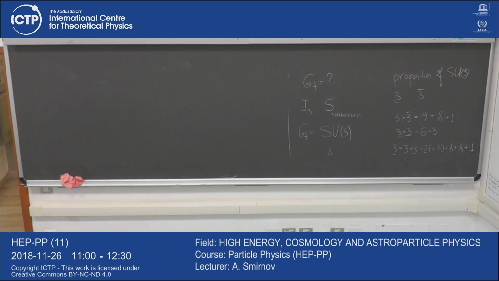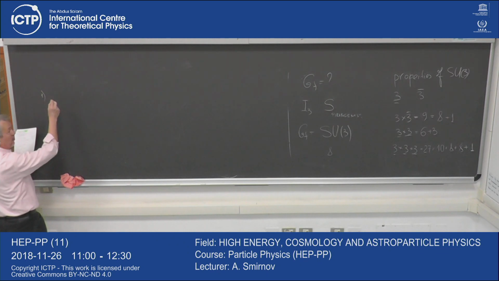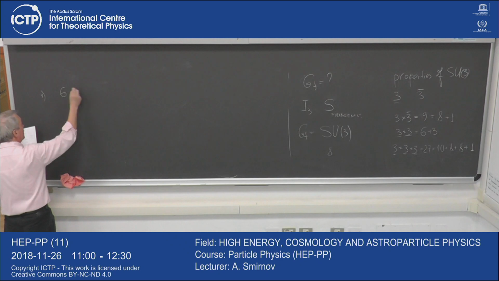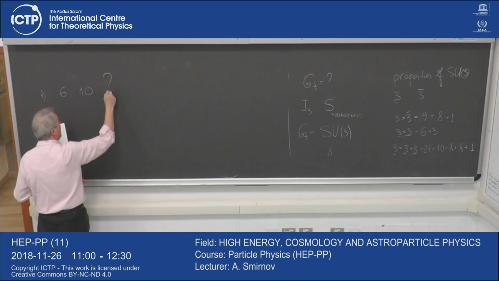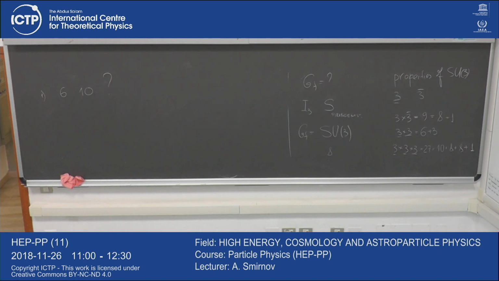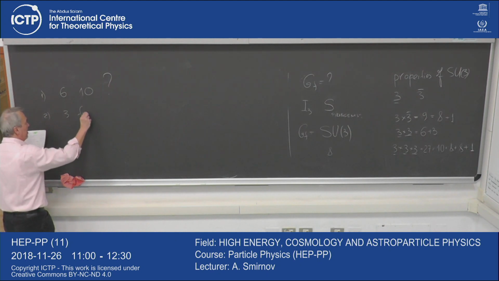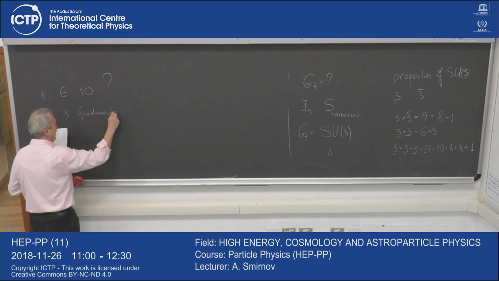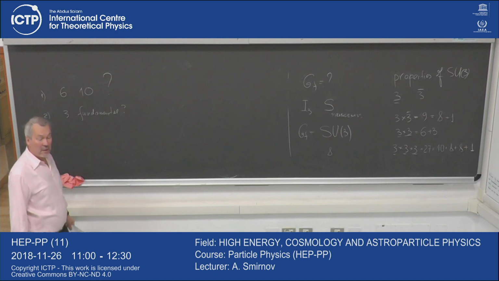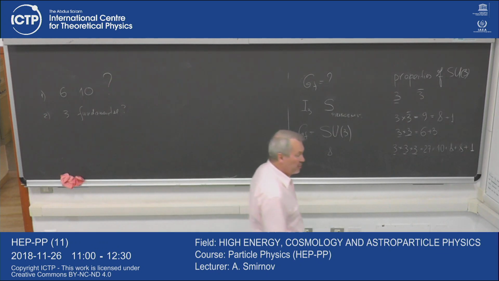Now with this type of expansion, we have two immediate questions. The first one is, apart from octets, we have representations 3, 6, and 10. So where are these representations? Do we have particles with these multiplets? And the second question is, where is the fundamental representation? So we have octets, and if you really take this group seriously as a symmetry group, we need to explain why there are no observed particles in representation 6, in representation 10, or why there is no fundamental observed.